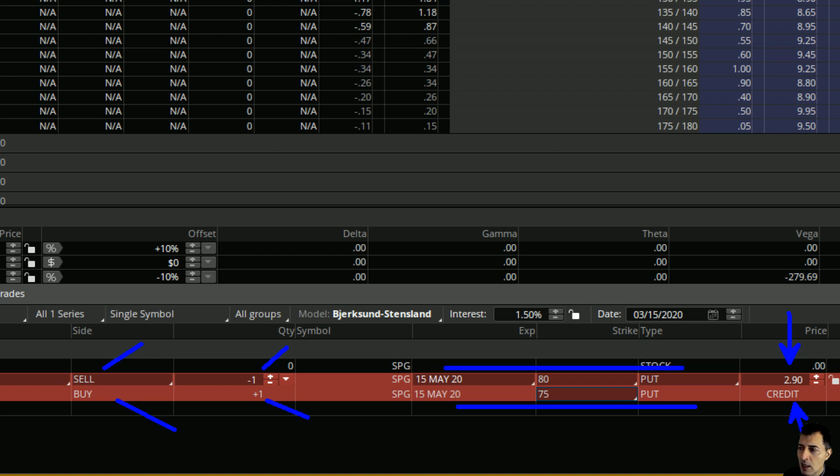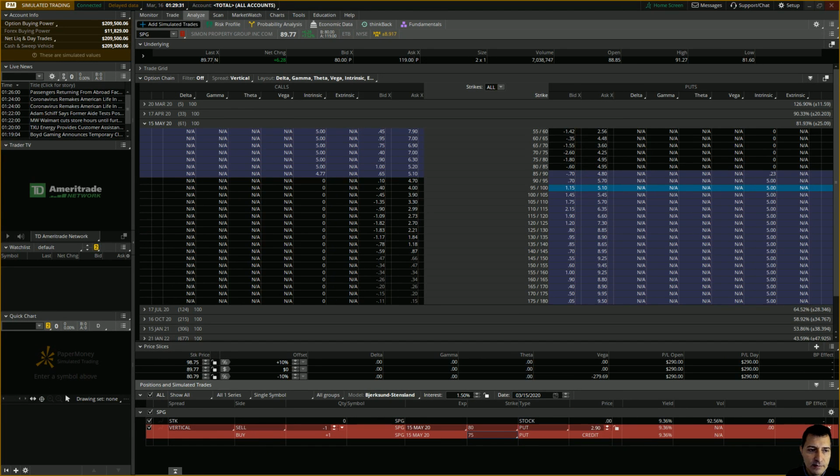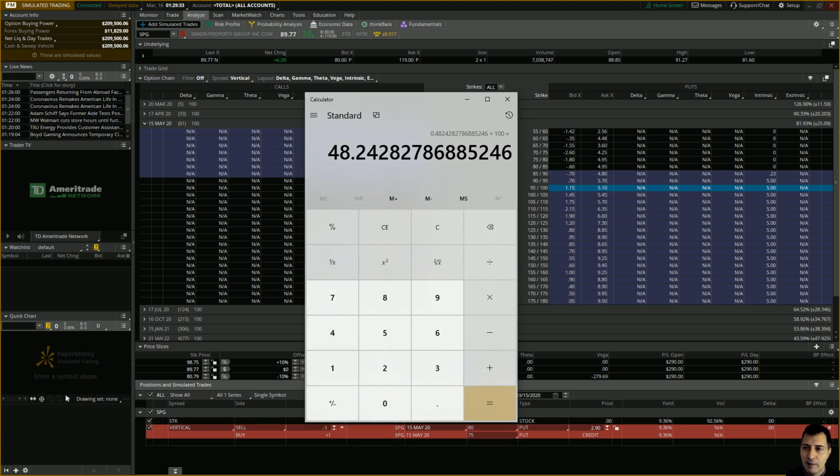Okay. So you're going to take 290. Notice that instead of the 645 we saw before, now it's going to be 290. But now what's the most you can lose? Well, if I bring a calculator, so now I'm going to make 290, but the most you can lose is 500. 5 times 100. The difference between 80 and 75 is 5, times 100 is 500.